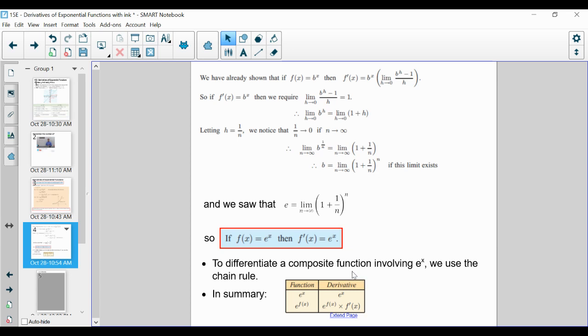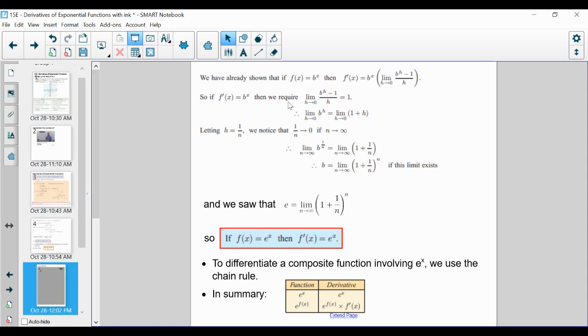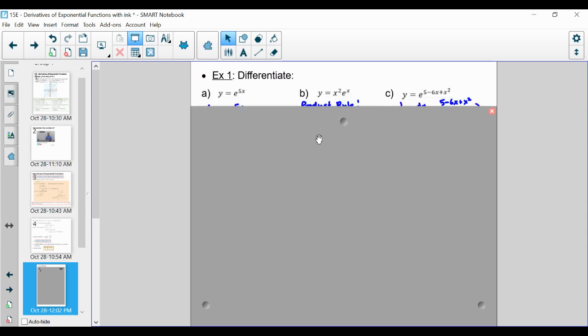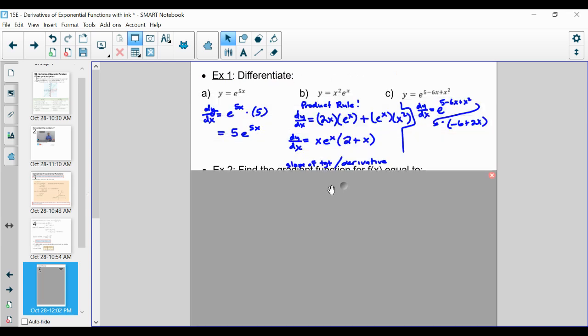Now we can differentiate composite functions involving e to the x using the chain rule. So e to the x is its own derivative, but if we have e to some function of x, then we have to take the derivative of the outside, which is just e to that function, times the derivative of the function. And we have a few examples here. First, if we have e to the 5x, then the derivative is e to the 5x, the derivative of the outside function, times the derivative of the inside function, which is the exponent, and that's 5. So we have 5e to the 5x.